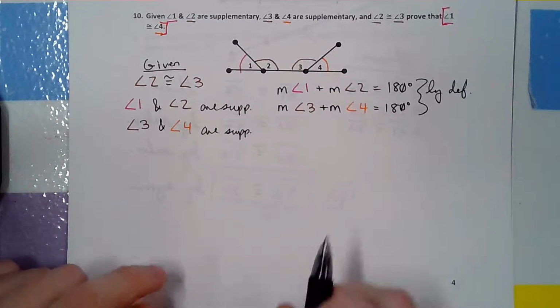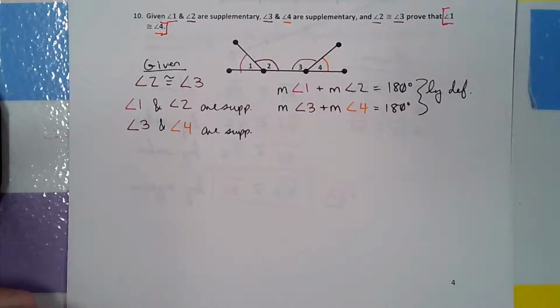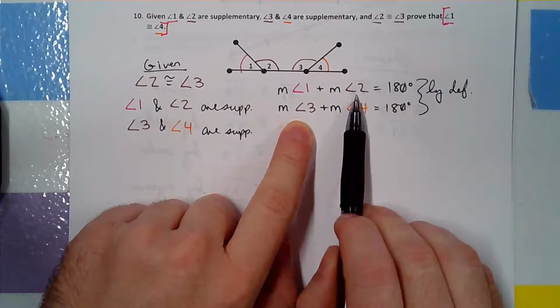All right. So now we're here. What do these things have in common? They both equal 180. Beautiful. Okay, so there's two things they have in common. One, these guys are both the same color because they're congruent, right?